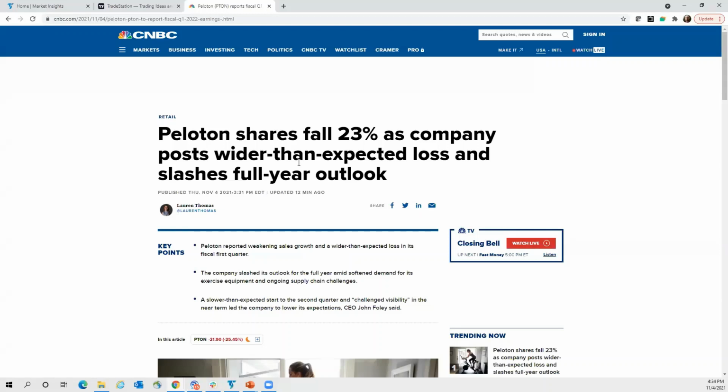The thing I love about the stock market is it's always trying to tell you a story. And in this case, it seems to be telling us a story about a return to normalcy.